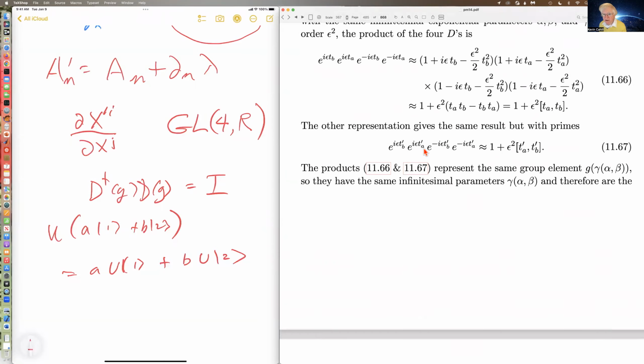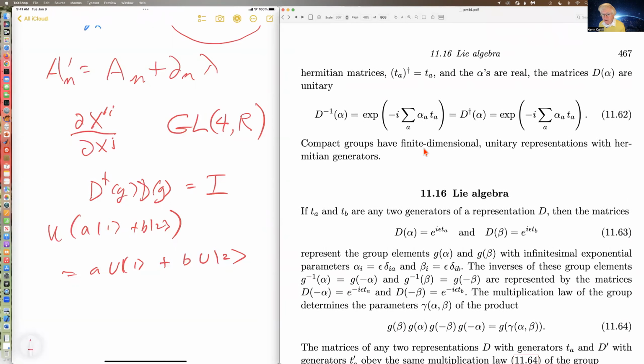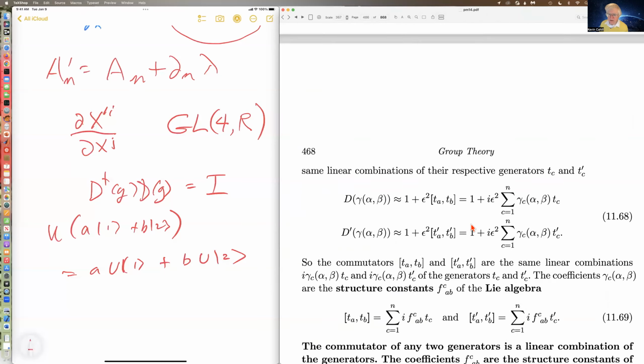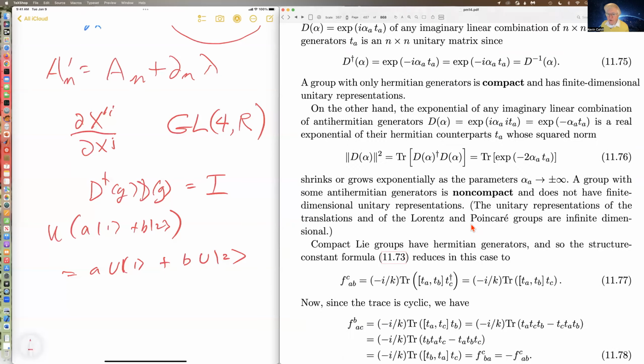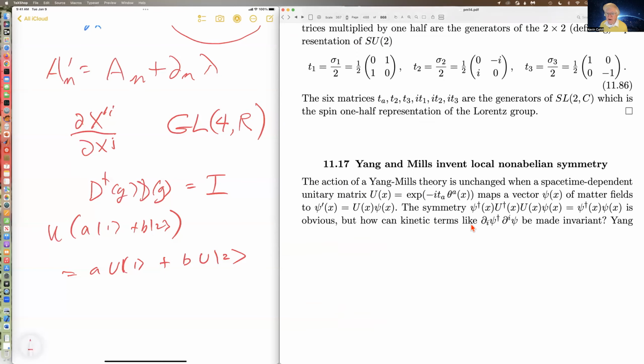By the way, this thing on Lie algebra, I'd encourage you to read that, if I get through what I want to do now.